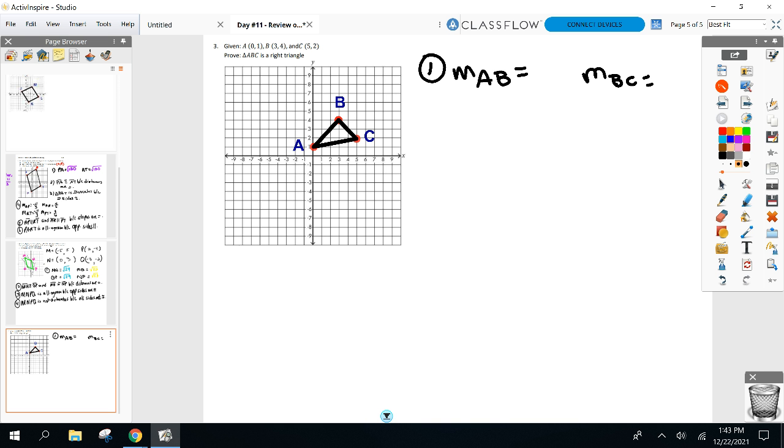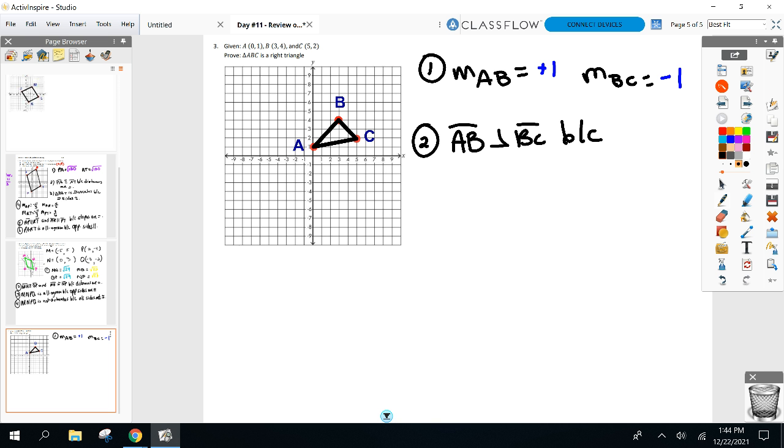Quick, you do that one quick. AB, what do you have? +1. What about BC? -1. They look like a little negative reciprocal action there, huh? All right, what do you think your step 2 should be then? Hi, Lauren. AB is perpendicular to BC. I'm doing well too, thanks. AB perpendicular to BC. Perfect.